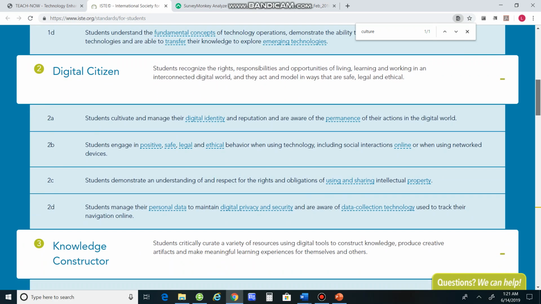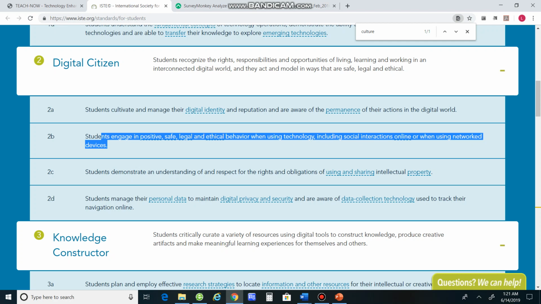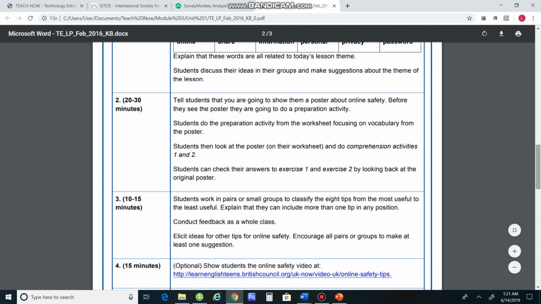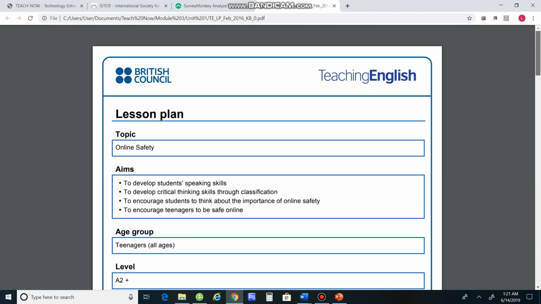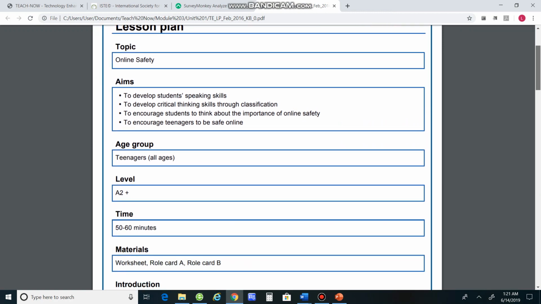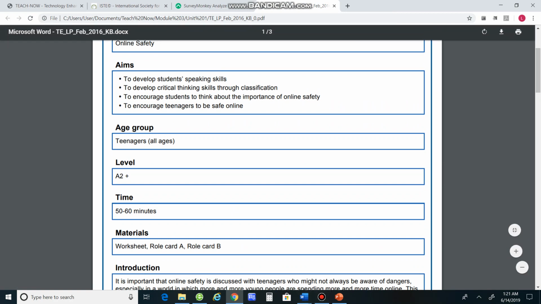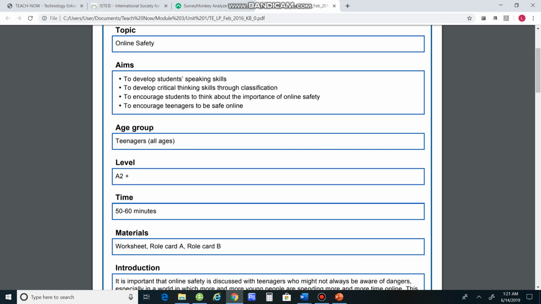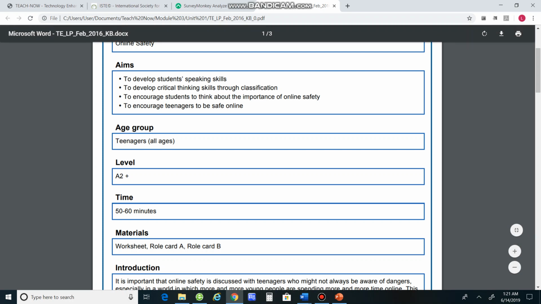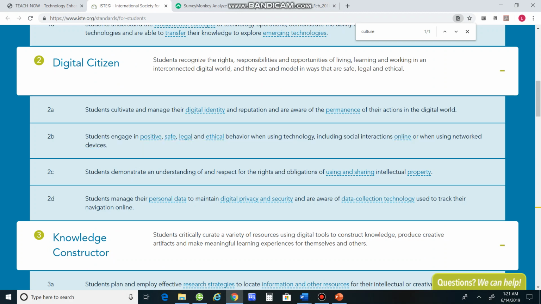And the second point was on 2B, where students engage in positive, safe, legal, and ethical behavior when using technology. So this is an interesting one because the entire lesson plan, I think, deals with this point here, because I think in today's date, with the amount of scams and frauds going on, it's good to bring to the students' awareness about being ethical online, what is legal, what is illegal, what they can do, what they shouldn't do, what they should avoid. So I think bringing awareness to them about being safe is extremely crucial.